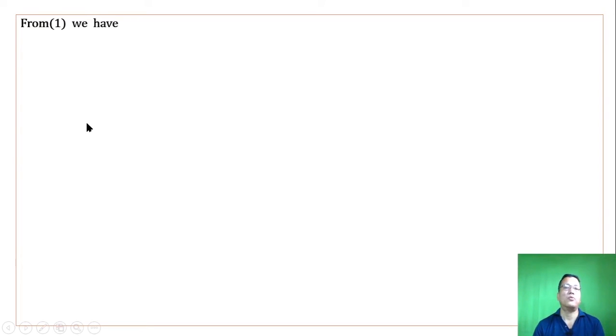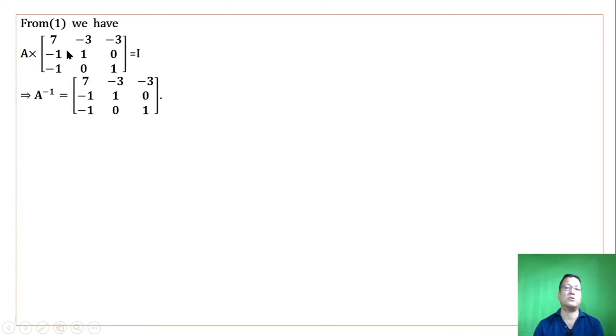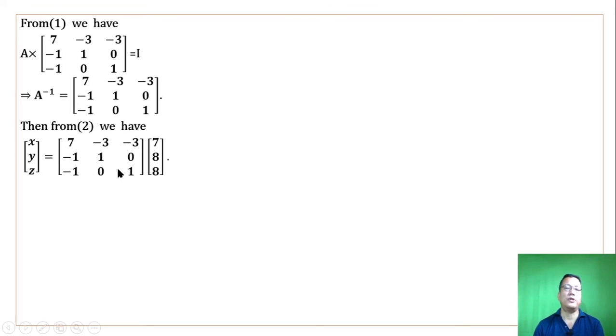From 1, we have A into this is I. Then from 2 we have the X matrix equal to A inverse B. Multiplying on the right, the product gives the matrix with entries 1, 1, 1. Equating, we get x equal to 1, y equal to 1, z equal to 1. This is the required solution.